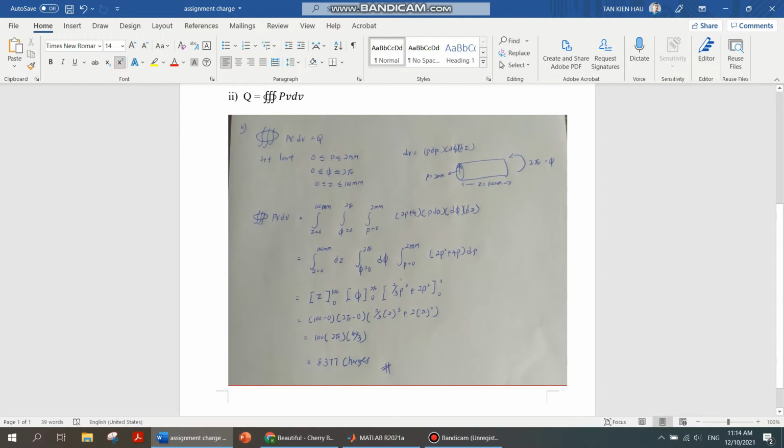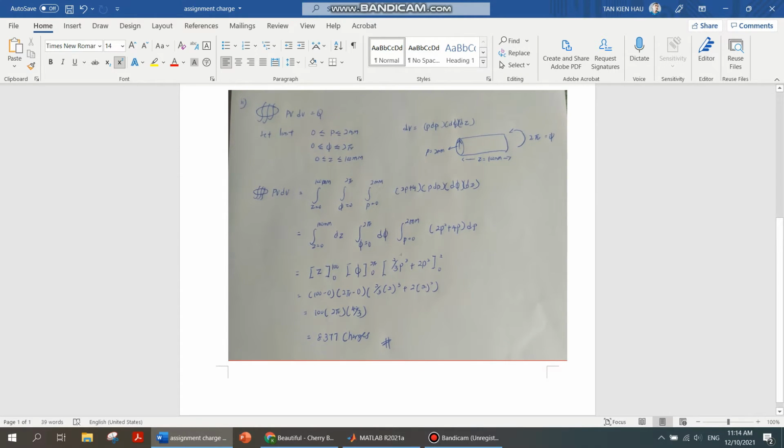So we will insert all of the limits into the triple integral formula. First we have to know the differential element for the cylindrical coordinate, which is dV equals rho d rho d phi dz. Just now we already got the rho v as 2 rho squared plus 4 rho, so we will multiply it into this dV, and then we will integrate separately.